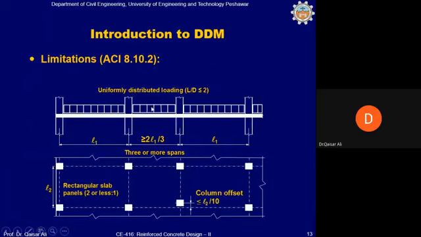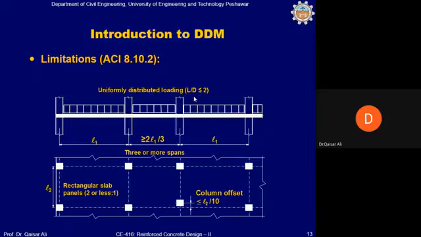The first limitation of the method is that the live to dead load ratio shall be less than or equal to 2, which means that live load shall not be very high as compared to dead load. Okay, usually dead load is more than the live load. Okay, so this method is based on an assumption that the live load to dead load ratio shall be less than or equal to 2. If it is more than 2, then this method will not be applicable.